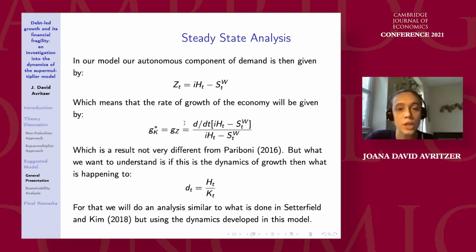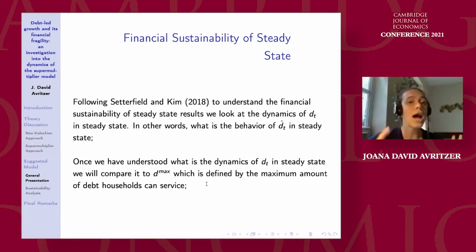So what is happening to this ratio, the ratio of the stock of debt to the stock of capital? We follow an analysis similar to what was done in the Setterfield and Kim model, but now looking at how we can do this analysis for a supermultiplier model. Setterfield and Kim developed a neo-Kaleckian model, and they looked at the dynamics of the ratio of the stock of debt to the stock of capital. We want to see the behavior of this ratio D in steady state.